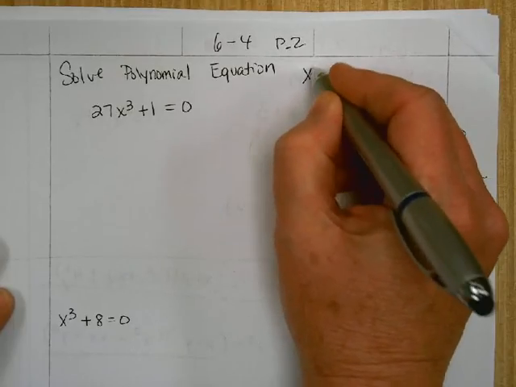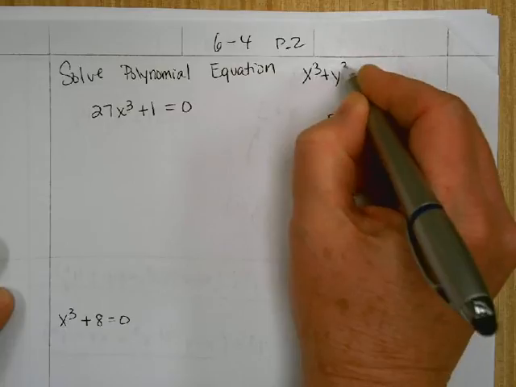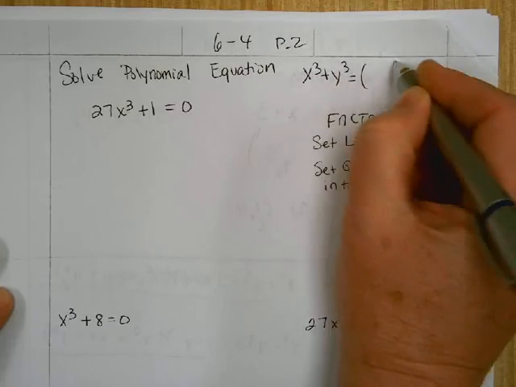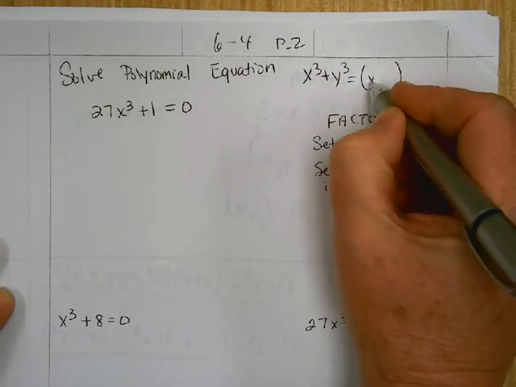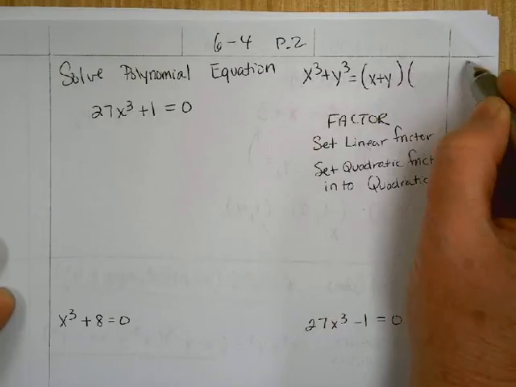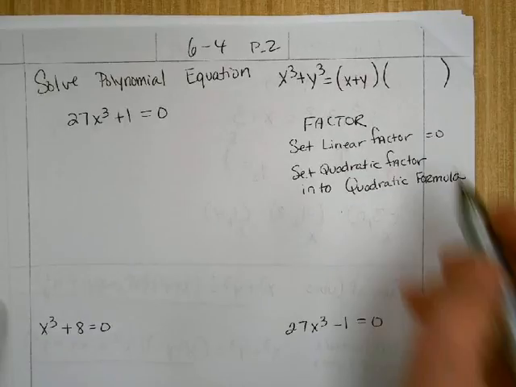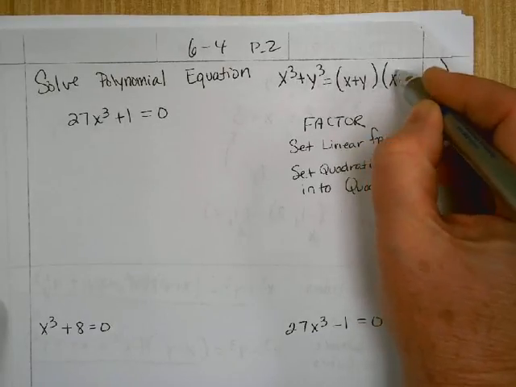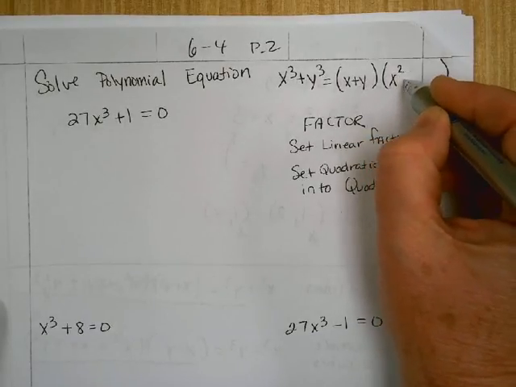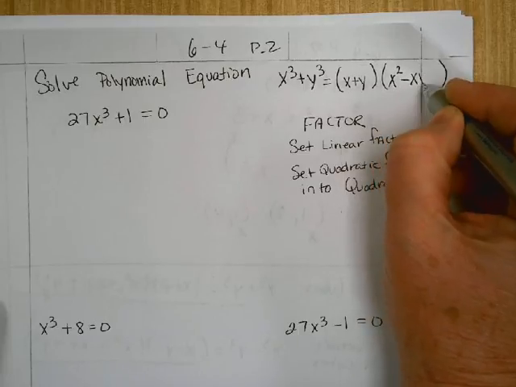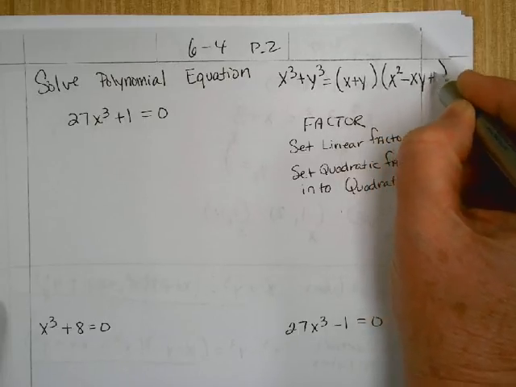x cubed plus y cubed factors into x plus y times, what's in the second set of parentheses? x squared minus x times y plus y squared.